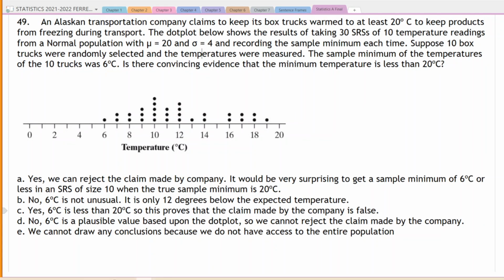And wow, that was a lot to unpack. So let's see what we have. We have the dot plot below, so this dot plot down here. This is 30 SRSs of 10 temperature readings. So there are 30 dots here, and each dot represents 10 temperature readings.